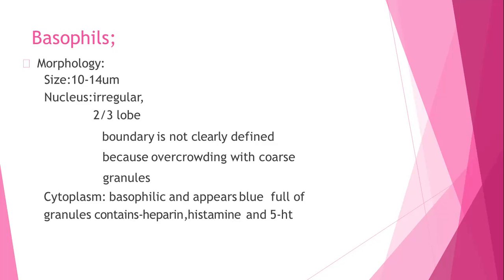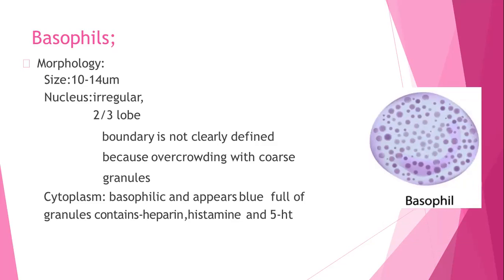Overcrowding of granules will be there. The granules will be having heparin, histamine and 5-hydroxytryptamine. So this is how it is looking. So you can identify the different color, that is basophil, and we can't identify the nucleus. But the percentage of this basophil is very less.